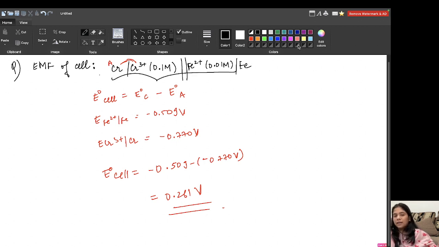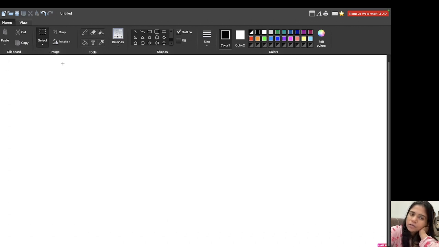What did we do? Everything was given, the E naught values of everything were given. We found the E naught value of individual things first and then combined them, right? It's very long, so we'll try to find a shortcut. What will be the shortcut? Cr is giving you Cr3+ and 3 electrons, right? And iron was accepting 2 electrons to give you Fe, right?